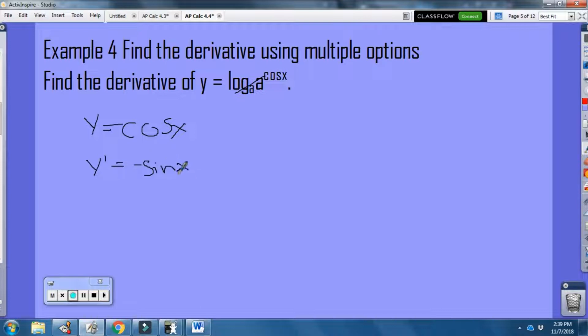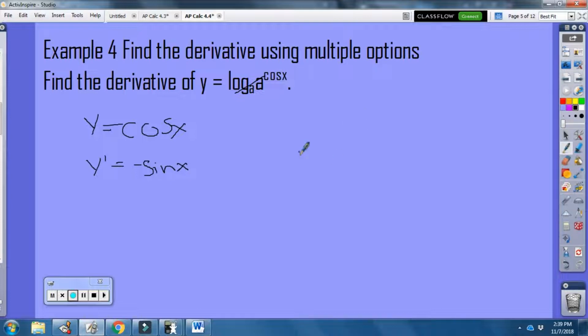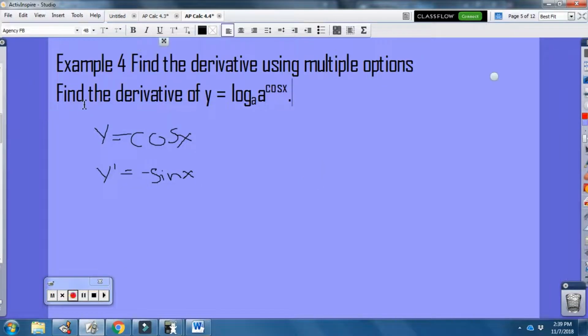That's the easy way. Let's show how we could do this using the chain rule, though. Let's say we wanted to not cancel first. We wanted to just use the chain rule. So that was option 1. This is the easy way. And now over here, we're going to look at the chain rule.